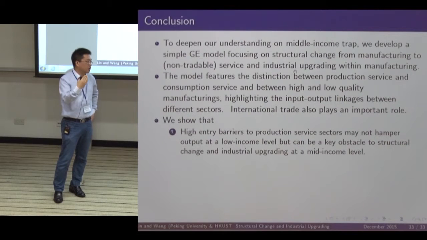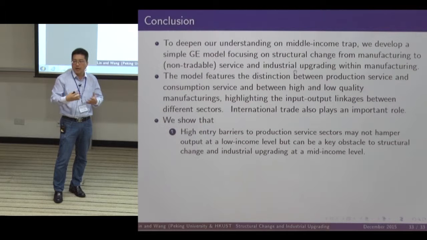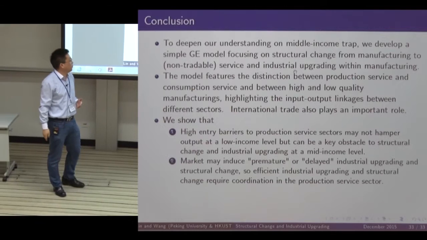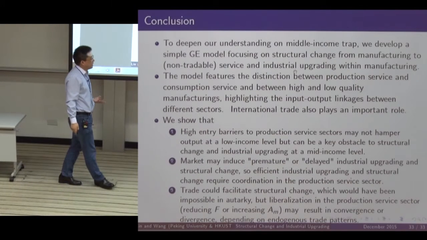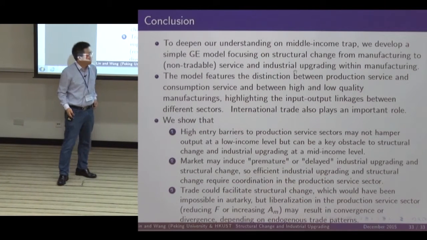Okay. And also in some cases, because of the possible coordination failure problem and because of this internal pecuniary externality, the market equilibrium is not efficient. So that's why we have to think about the role for government.